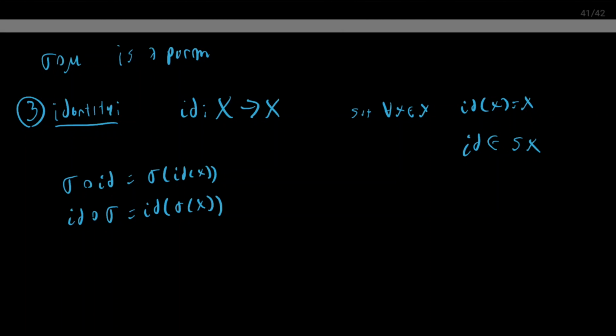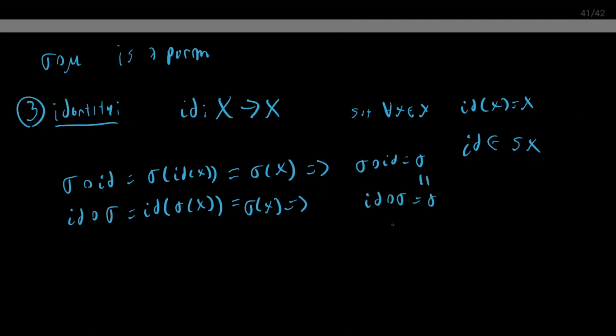For the first composition, since ID of x by definition is equal to x, this is going to be equal to sigma of x. So in other words, sigma composed with ID is sigma. For the second composition, on the other hand, since ID of any element of X, and sigma of x is an element of X, is equal to itself, we will have that this is equal to sigma of x, which implies that ID composed with sigma is equal to sigma. So in other words, these two are equal, and these equations give that ID is the identity.